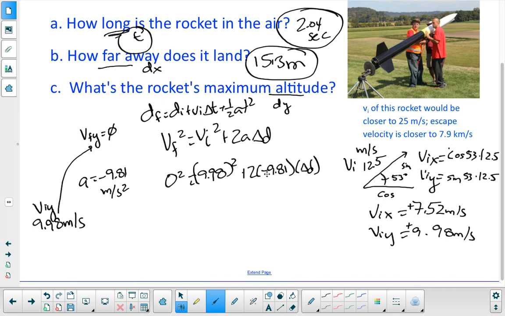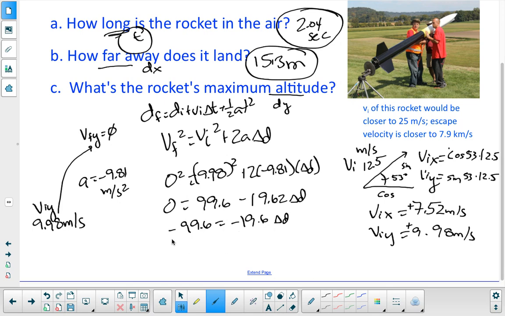9.98 times... I need to do squared. What am I doing here? All right, 9.98 squared. So 0 equals 99.6 minus 9.81 times 2, minus 19.62 times delta d. This is 19.6. Negative 99.6 equals negative 19.6 delta d.